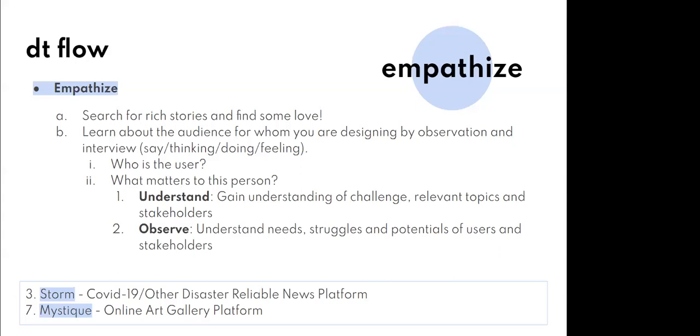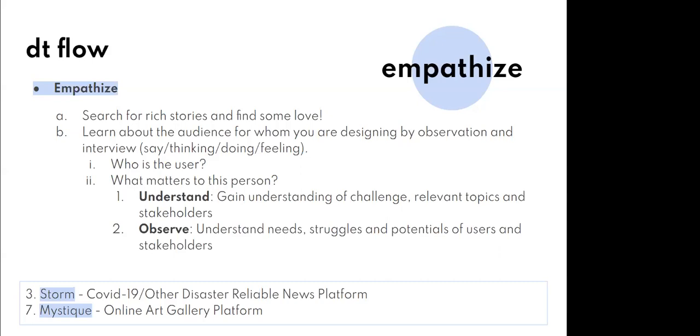And sometimes what they say resonates with you. Sometimes you're like, but why are you saying this? And you begin to engage. But through that engagement, you begin to understand who this person is. So you're essentially investigating through asking questions. You're investigating why this person thinks this way, and you try to empathize. Can I get on this bandwagon? Do I really understand where this person's coming from? Why this person has said this? So with the empathize stage, we're searching for rich stories and finding some love.